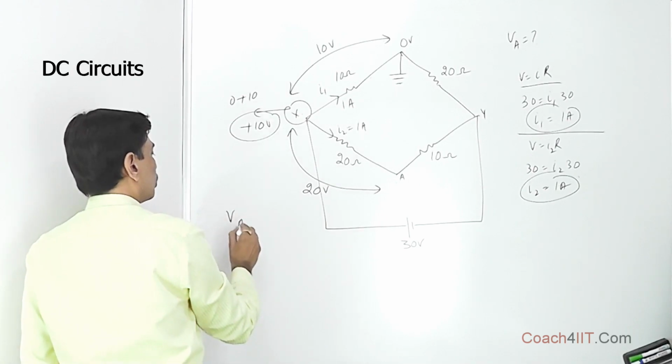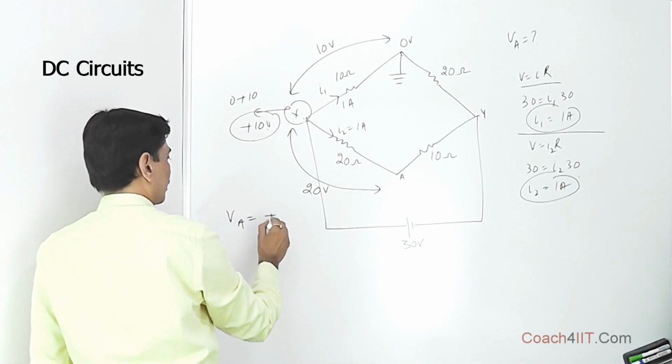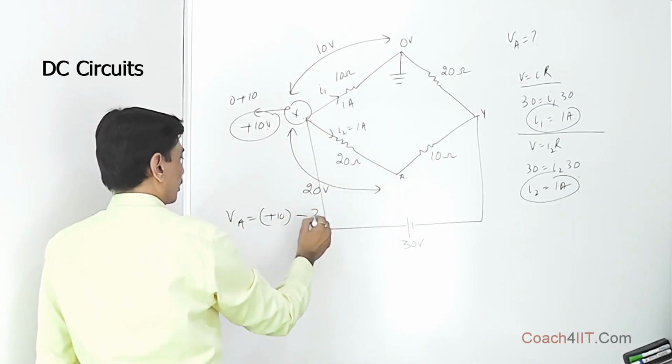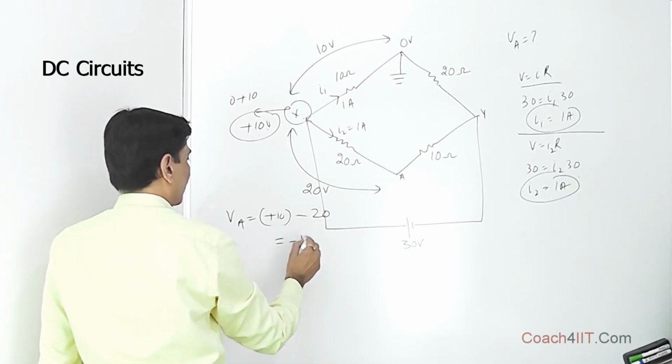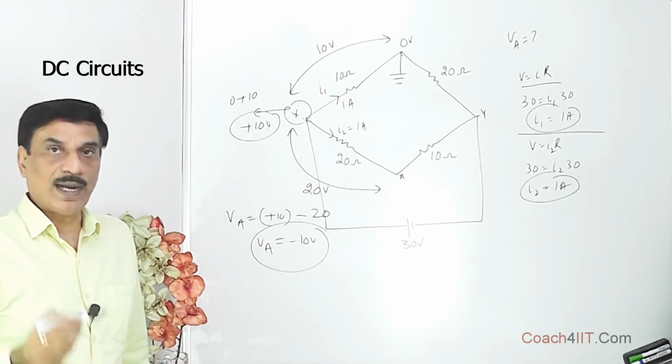So VA is going to be, what's the potential of this X? It is plus 10, minus, how much lower than X? It is 20 volt. Minus 20, that is minus 10 volt. So the absolute potential of A is minus 10 volt.